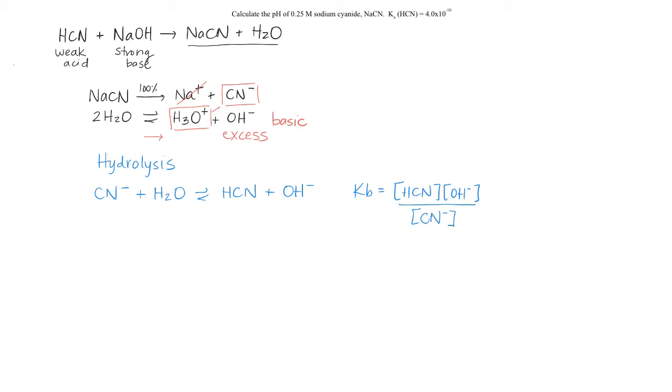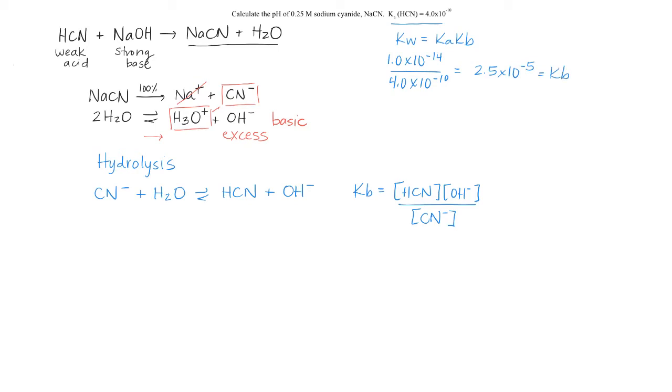In the problem, we're given the Ka for HCN, and so in order to find the Kb for its conjugate base, we use the expression Kw equals Ka times Kb. Kw is the ion product of water, which is 1.0 times 10 to the minus 14, and we divide by the Ka, 4.0 times 10 to the minus 10, and that will give us our Kb, 2.5 times 10 to the minus 5.